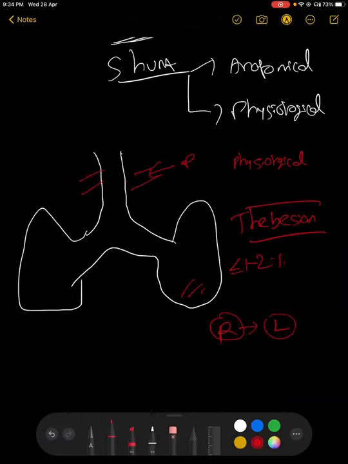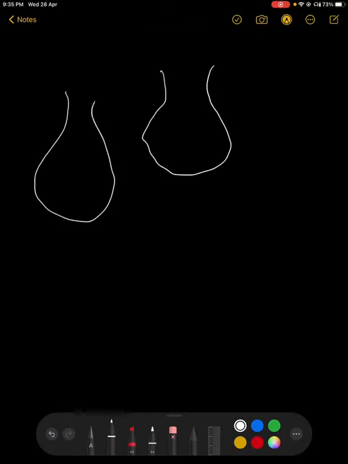Or if there is a congenital anomalous connection between the pulmonary artery and vein, it is also an example of anatomical shunt. So what benefit does the shunt have in our clinical scenario? Okay, let's take a patient with acute pulmonary edema. So this is the patient with acute pulmonary edema. We are drawing mini alveoli here.